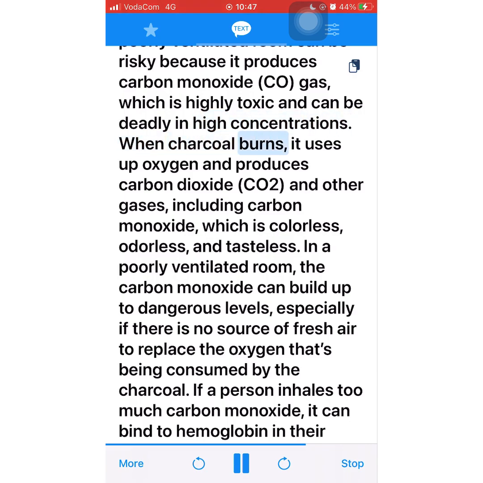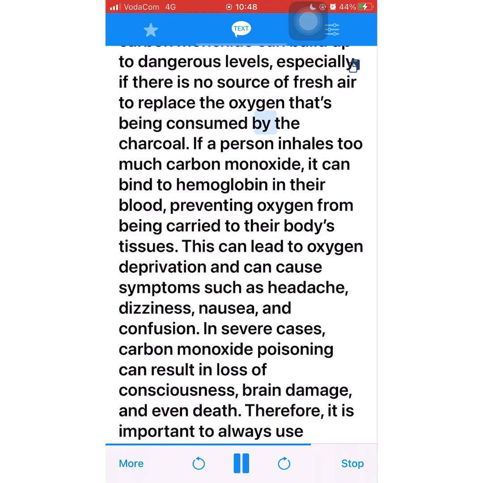When charcoal burns, it uses up oxygen and produces carbon dioxide (CO2) and other gases, including carbon monoxide, which is colorless, odorless, and tasteless. In a poorly ventilated room, the carbon monoxide can build up to dangerous levels, especially if there is no source of fresh air to replace the oxygen that's being consumed by the charcoal.